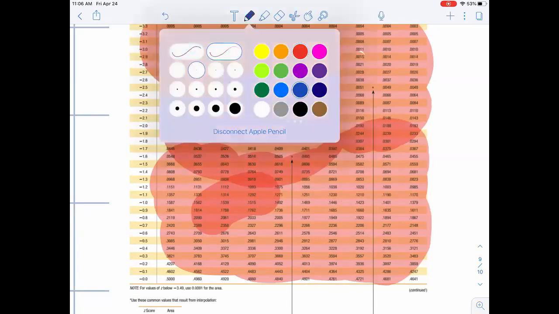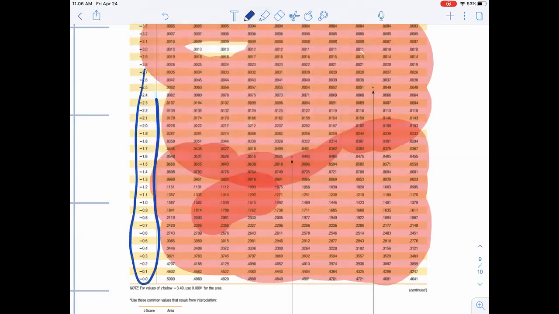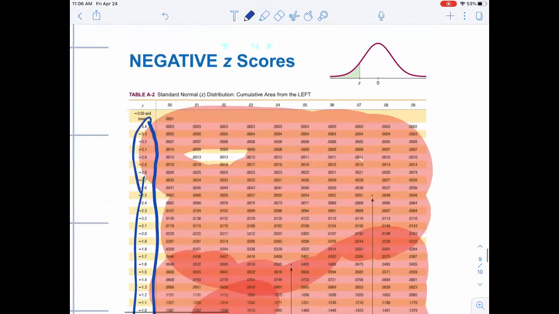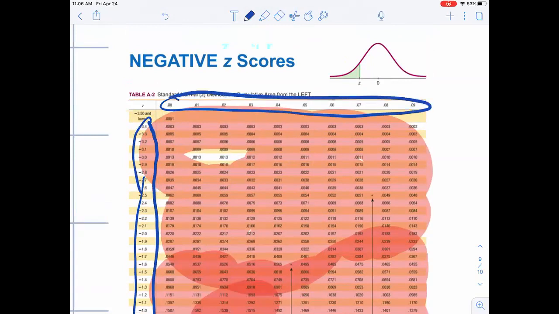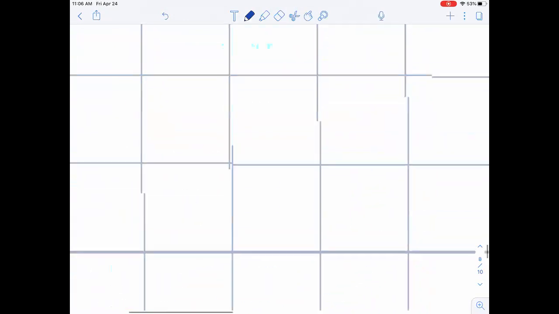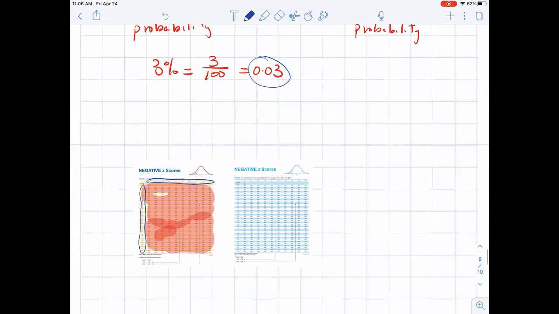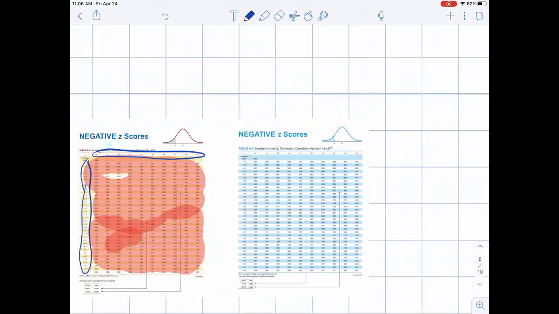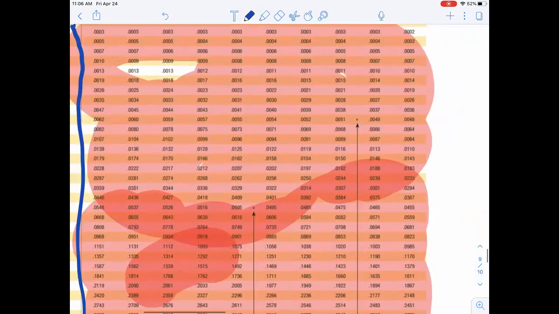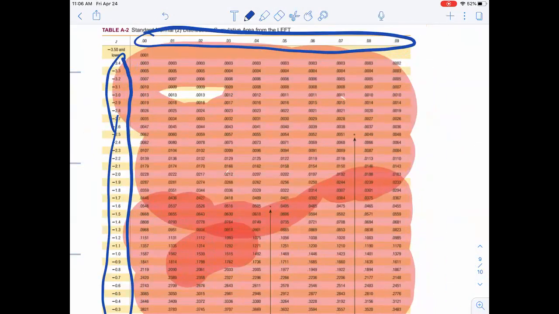These values out here are Z values. So where do you have to look for this value 0.03? In the blue circle or the shaded red? The red. So we have to look carefully, and sometimes you don't find the exact value. You have to find the closest one.